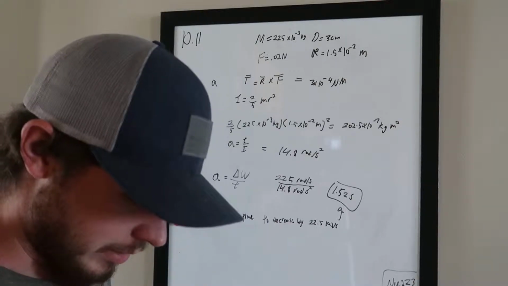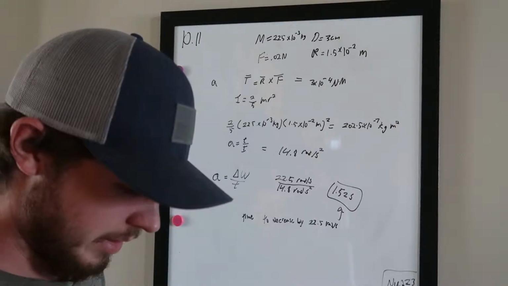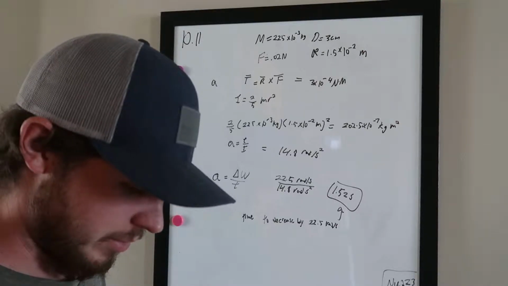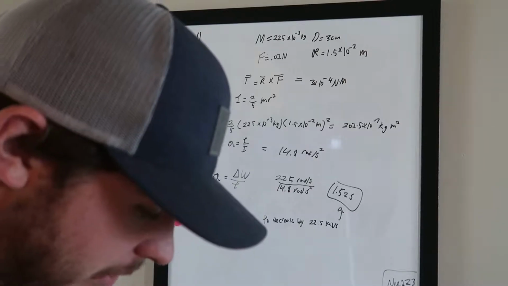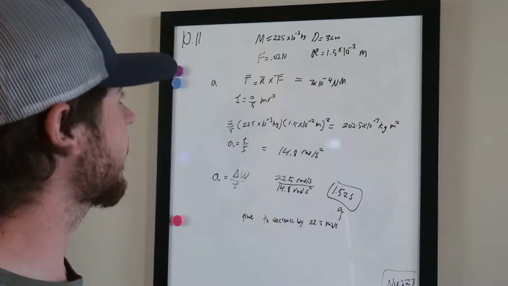And then, let's see, it is spinning about a frictionless axle through its center, but at one point on its equator, it is scraping against metal, resulting in a friction force of 0.02 newtons at that point. Find its angular acceleration for part A and part B. How long will it take to decrease its rotational speed by 22.5 radians a second?